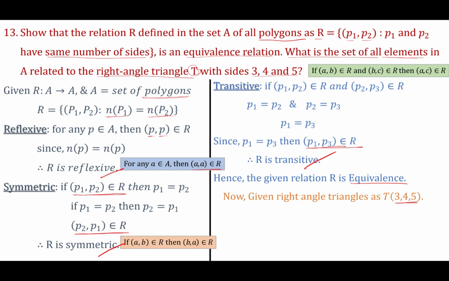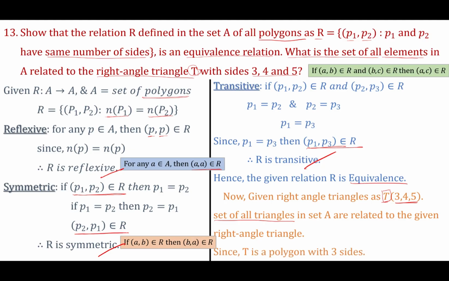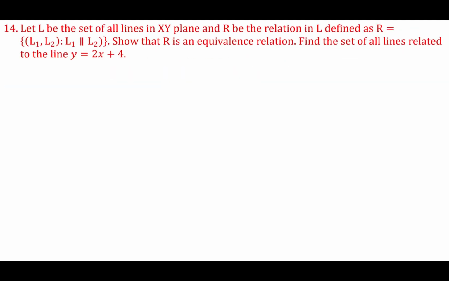So according to triangle T, how many sets are there which are related to T? Since this triangle has three sides, T must be related to any three-sided polygon. Three-sided polygons means the set of all triangles, because three sides means triangles only. The set of all triangles in set A are related to the given right triangle, since T is a polygon with three sides. That's all.